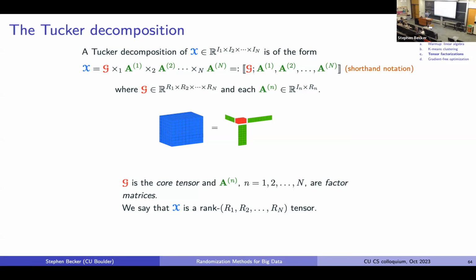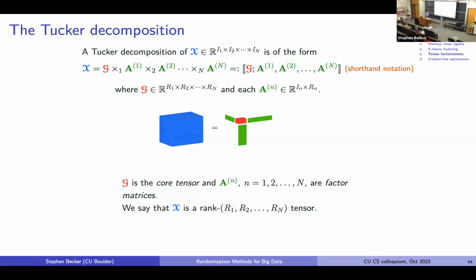The way to think of it is we have a core tensor here, and then I multiply in each dimension along these factor matrices. I'm going to use G for the core, and then I multiply this tensor by matrix products along these factor matrices. My shorthand notation for all of this is this sort of double bracket thing right there.